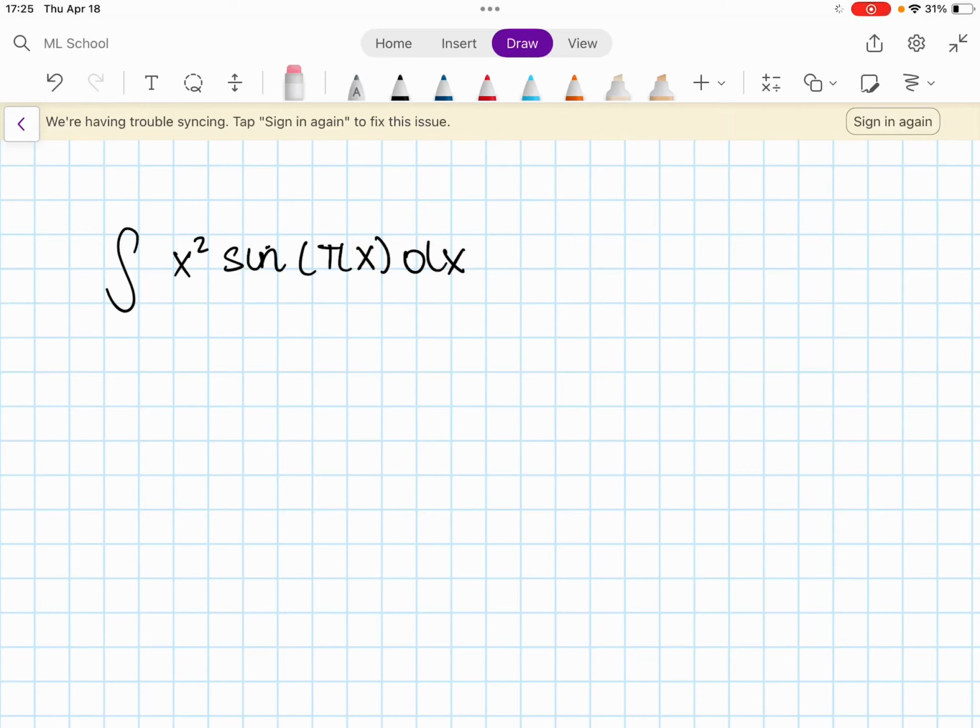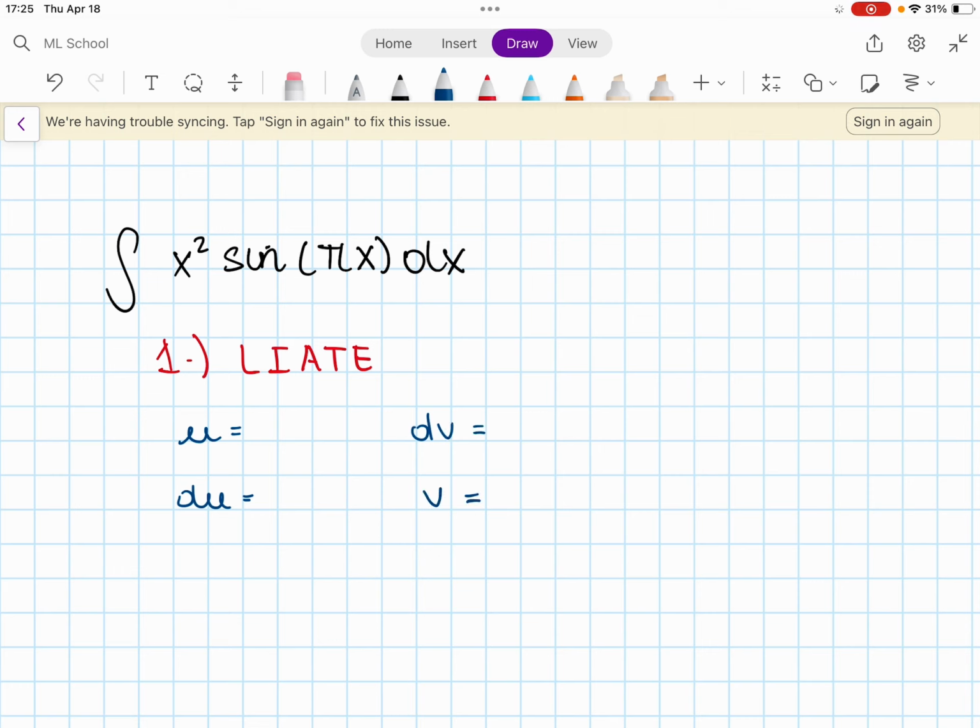Hi everyone. So we're gonna integrate x squared sine pi x dx today. What I would recommend doing first is LIATE. So identify your u, du, and your dv, and the integration of that, right?